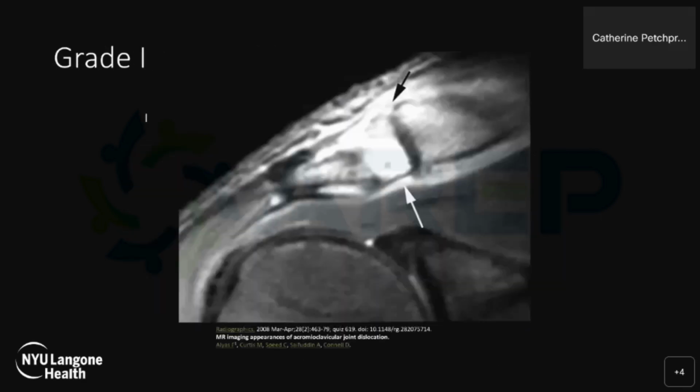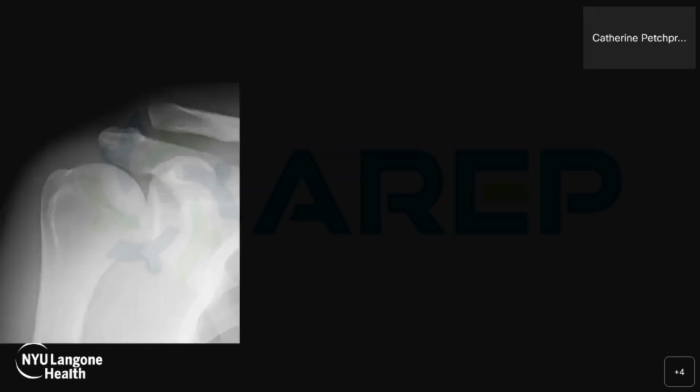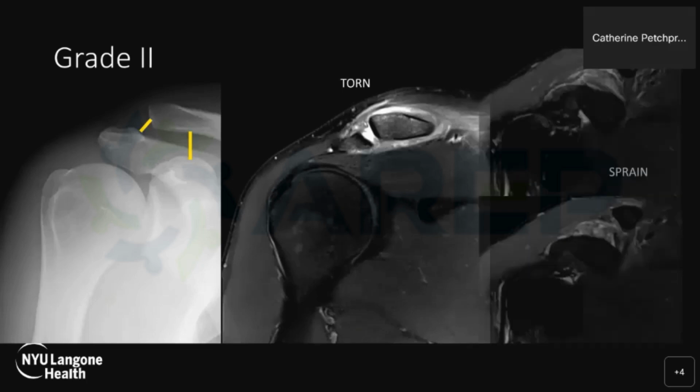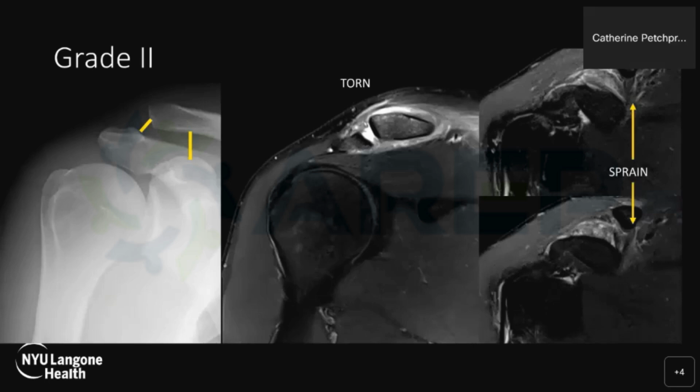Here is what a grade 1 injury looks like on an MR. The superior ligament and joint capsule is torn, but the inferior ligament and capsule are intact. Next case, the acromioclavicular joint is widened, the corticoclavicular distance is increased, and the clavicle is elevated but not above the acromial cortex. This is a grade 2 injury. Coronal oblique MR image confirms complete tear of the acromioclavicular ligaments. Increased signal in the corticoclavicular ligaments is indicative of ligament sprain.